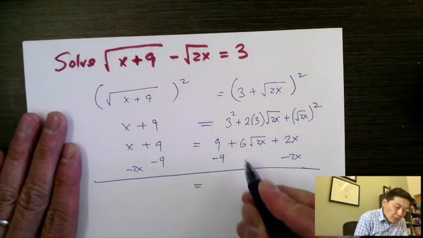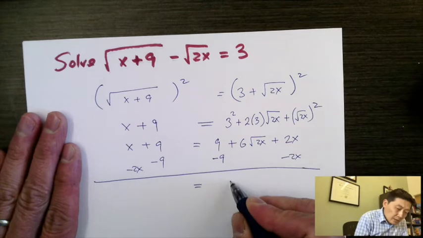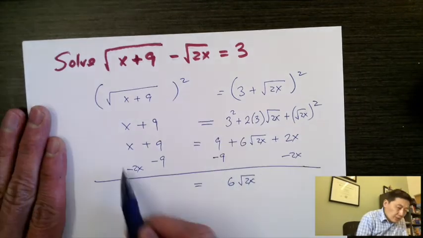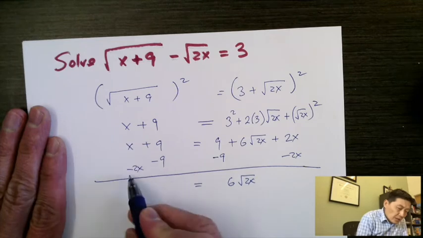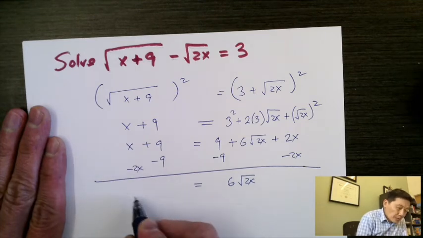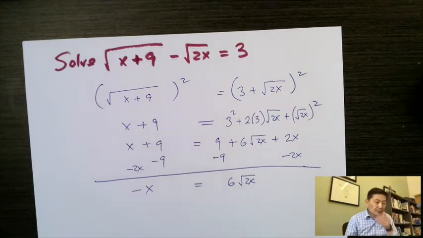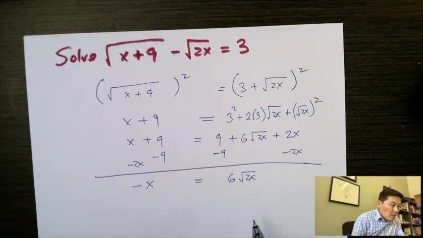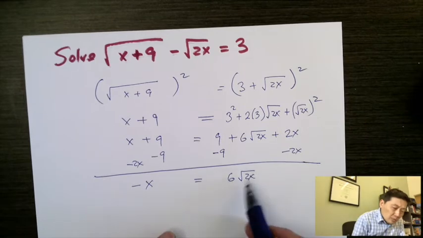So on the right side, I end up with 6 square root of 2x. On this side, x minus 2x is negative x. So we end up with a negative x right here. So that's our new equation. It's a transformed equation. All right. But right now I need to get rid of the radical.